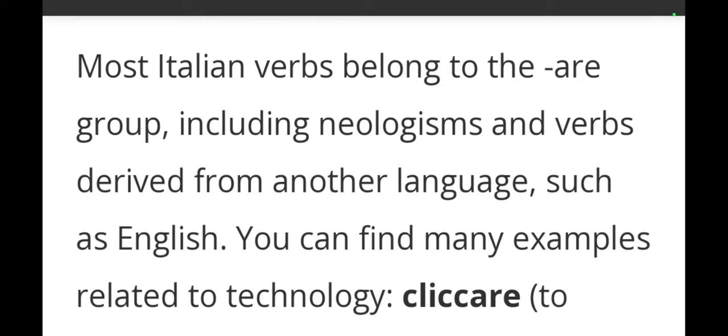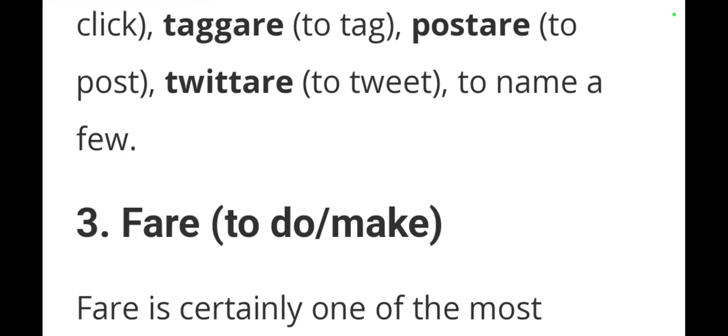Most Italian verbs belong to the -are group, including neologisms and verbs derived from another language such as English. You can find many examples related to technology. For example, postare, twittare.